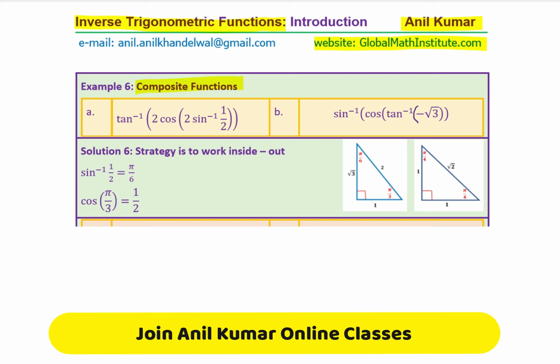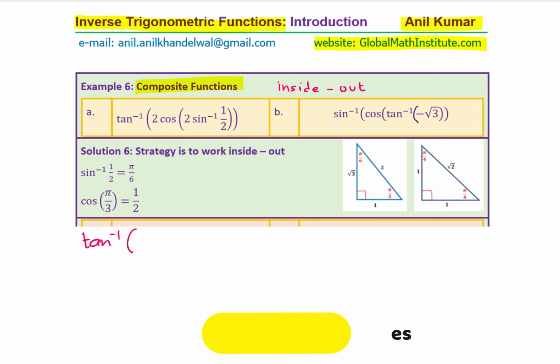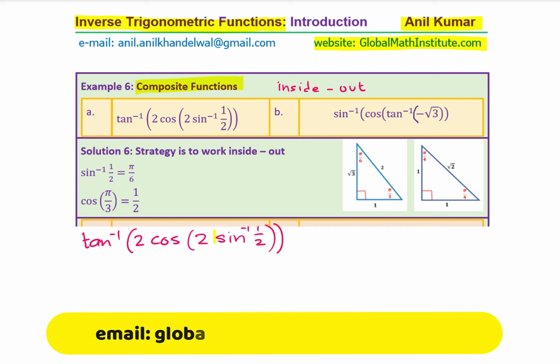Now let us see, how do we solve? Well, the strategy is very clear. We have to start from inside out, right? That is the first thing. So let's take first tan inverse of 2 times cos of 2 times sine inverse of half. When I say inside out, we need to first figure out what is sine inverse of half, correct?